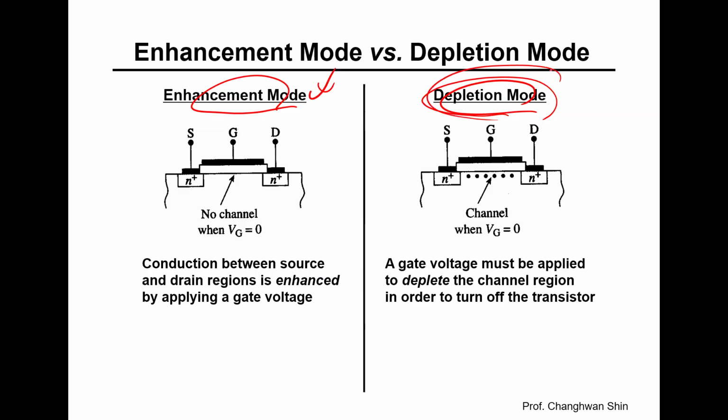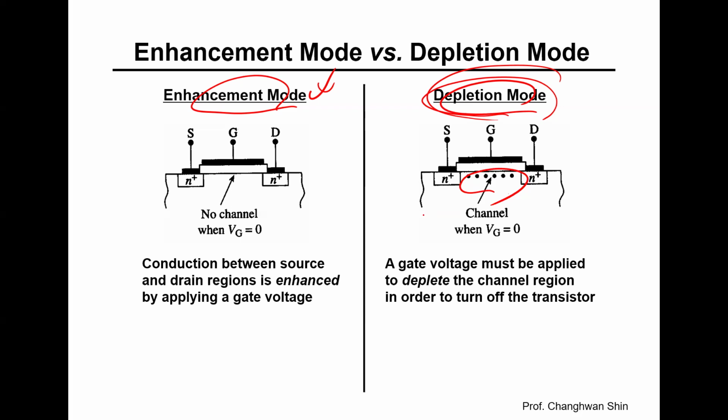Depletion mode devices take the opposite approach. A channel already exists when no voltage is applied, and a gate voltage must be applied to deplete or remove the channel region to turn off the transistor. So this is like a garden with a sprinkler system that's always on unless you actively turn it off. These devices can be useful in certain analog circuits or as pull-up resistors, but they are less common in modern digital designs because of their power consumption when idle.